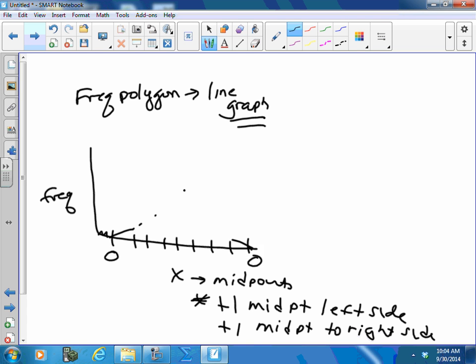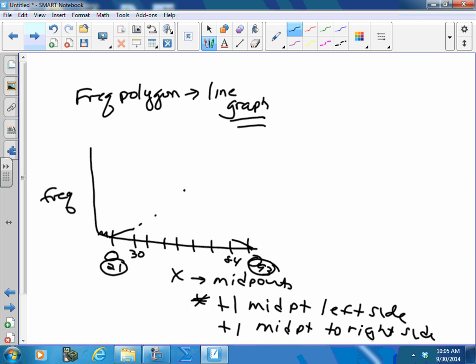Yeah, so say here's my midpoint. This was 30. My class width is 9. Take 9 away from here. What's it going to start at? 21. My last midpoint was 84. Add 9. What's it going to be? 93. You'll never ever have data for that, but it just makes your graph come down to the end.